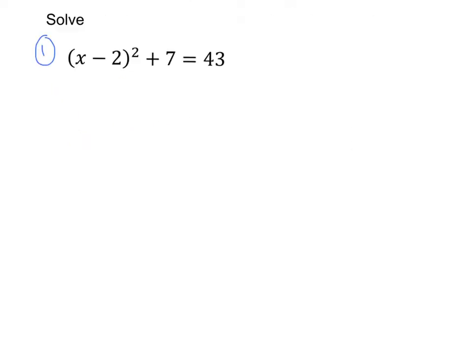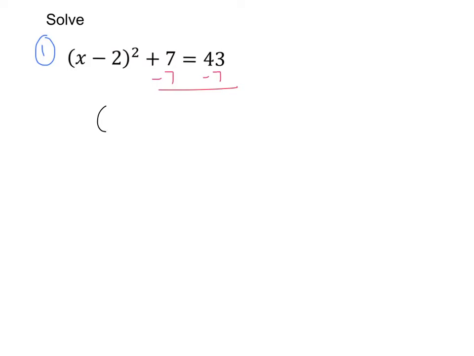Okay, so let's solve some of these quadratic equations. The general idea is the same, except it looks a little bit funny because we have this quantity here. It's not just x squared; it's x minus 2 squared in this case. Well, the first part is exactly the same. We're going to start by trying to isolate not x squared, but this x minus 2 squared. So how can I get that by itself? In this case, I can subtract 7 from both sides.